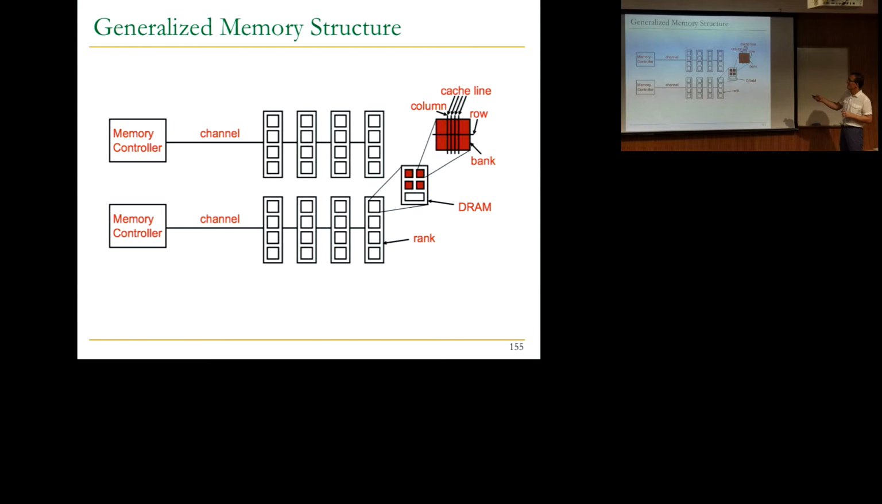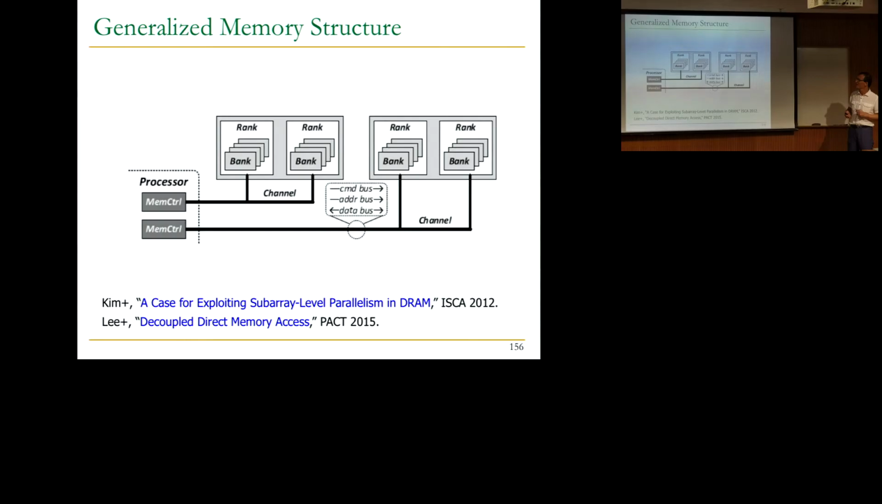And in each bank, you have this 2-dimensional structure, and a cache line belongs to multiple columns in that structure. And in a rank, of course, different parts of the cache line are distributed across different chips. So this is the 5-dimensional structure. It's always good to think about how data is mapped over here. We're going to get back to that in a little bit. And this is another view of it with multiple ranks.